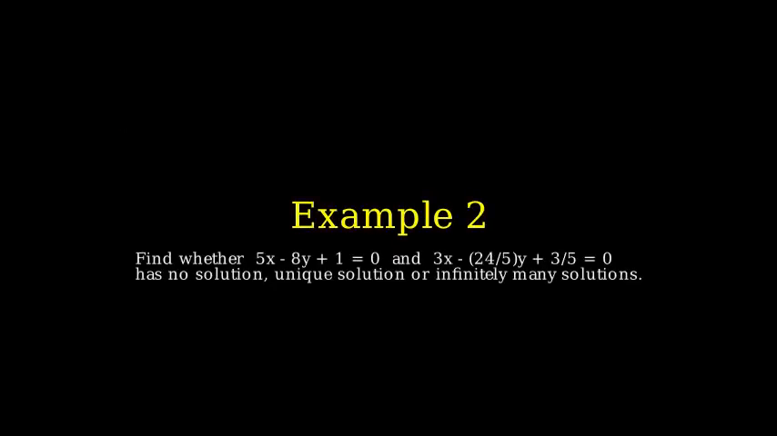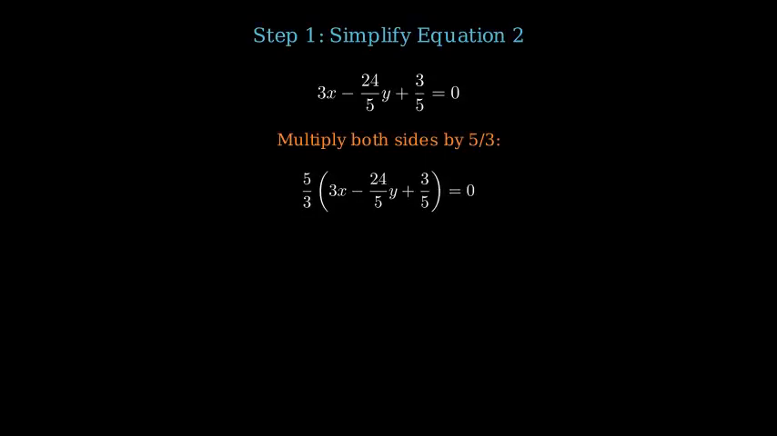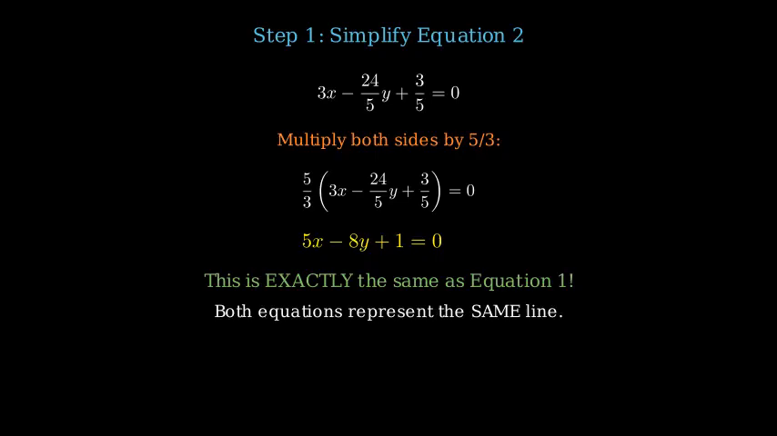Example 2. Determine whether 5x minus 8y plus 1 equals 0 and 3x minus 24 over 5 times y plus 3 over 5 equals 0 has no solution, a unique solution, or infinitely many solutions. Step 1. Simplify the second equation by multiplying through by 5 over 3. We get 5x minus 8y plus 1 equals 0. This is identical to the first equation.